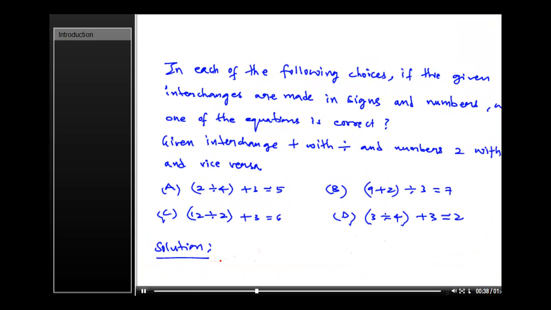Let us check with choice D, that is 3 divided by 4 plus 3 is equal to 2. From the instructions we know that 3 is to be interchanged with 2 and divide by should be replaced with plus. 4 stays as 4, because nothing is said about 4. And plus 3: plus is interchanged by divide by, 3 is to be replaced by 2, and 2 is to be replaced by 3. Therefore, in the right hand side we need to get this answer. This implies 2 plus 4 is 6 divided by 2, that equals 3. Since 2 is interchanged by 3, we are getting 3. Hence, choice D follows.